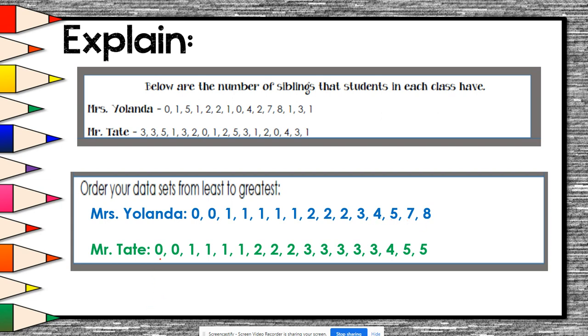For Mr. Tate, you should have 0, 0, 1, 1, 1, 1. So that should be 4 ones. Then 2, 2, 2. So that should be 3 twos. Then 3, 3, 3, 3, 3. So that should be 5 threes. Then 4. Then 5, 5.